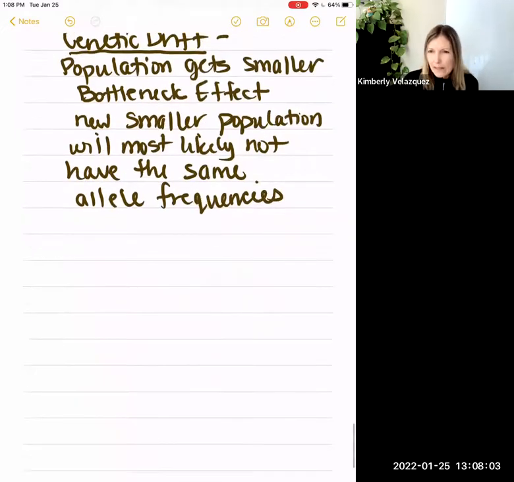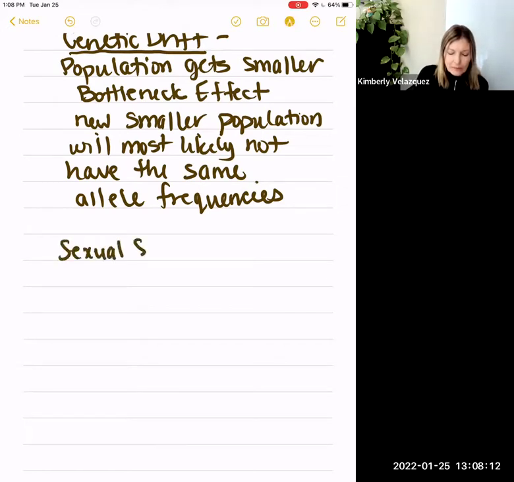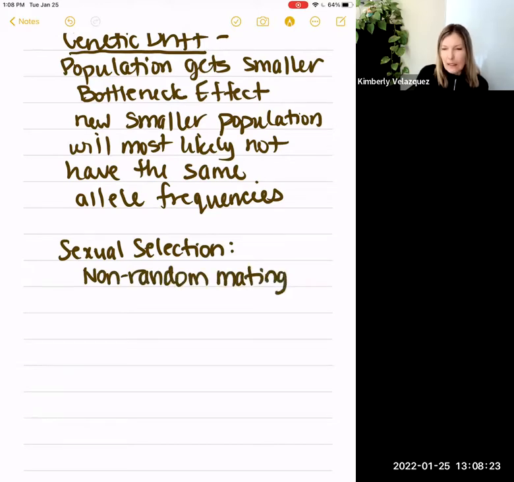There are also ways that alleles can become more frequent in a population that are really interesting, such as sexual selection. Another term for sexual selection is non-random mating. In this case, either the males or the females are selecting specific traits that they desire in a mate, and those are the individuals they're mating with. So those individuals are producing more offspring.